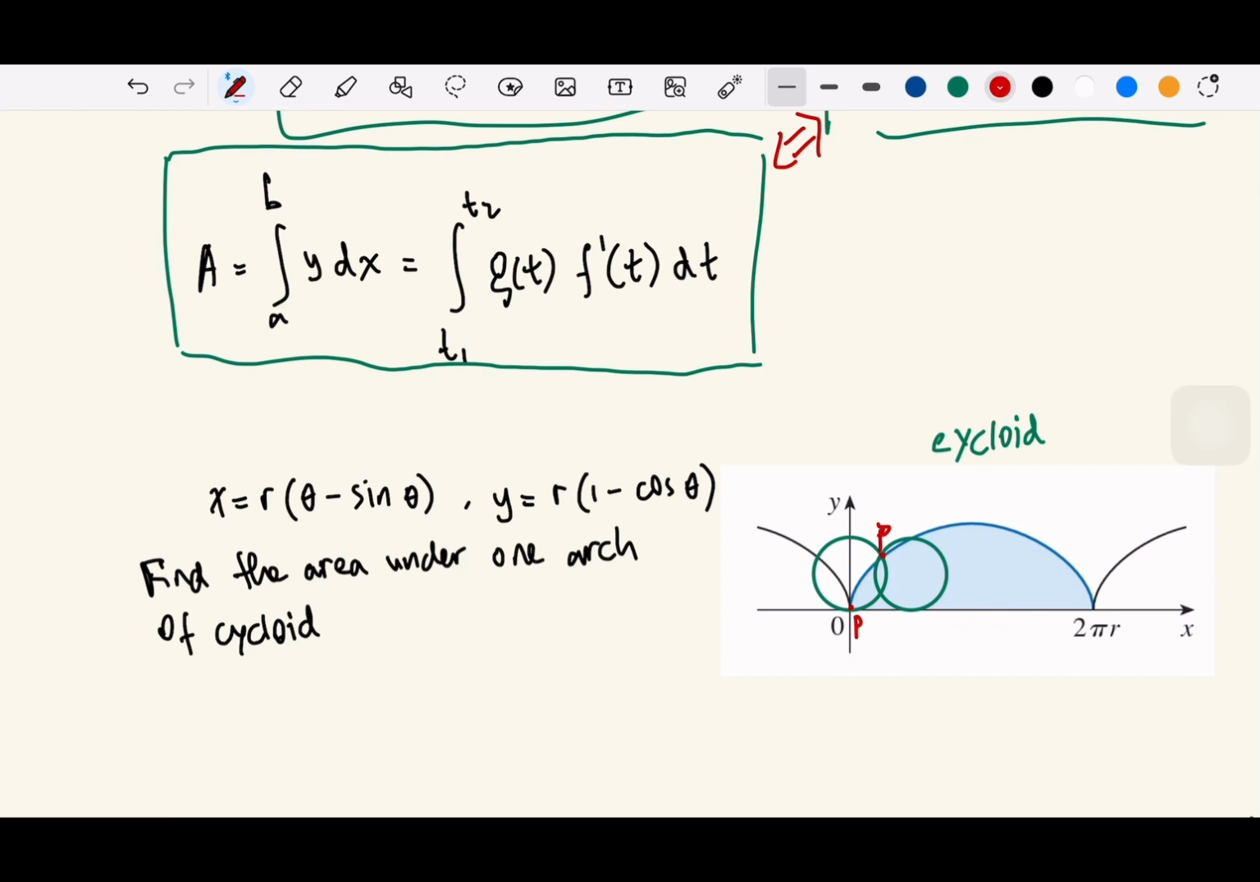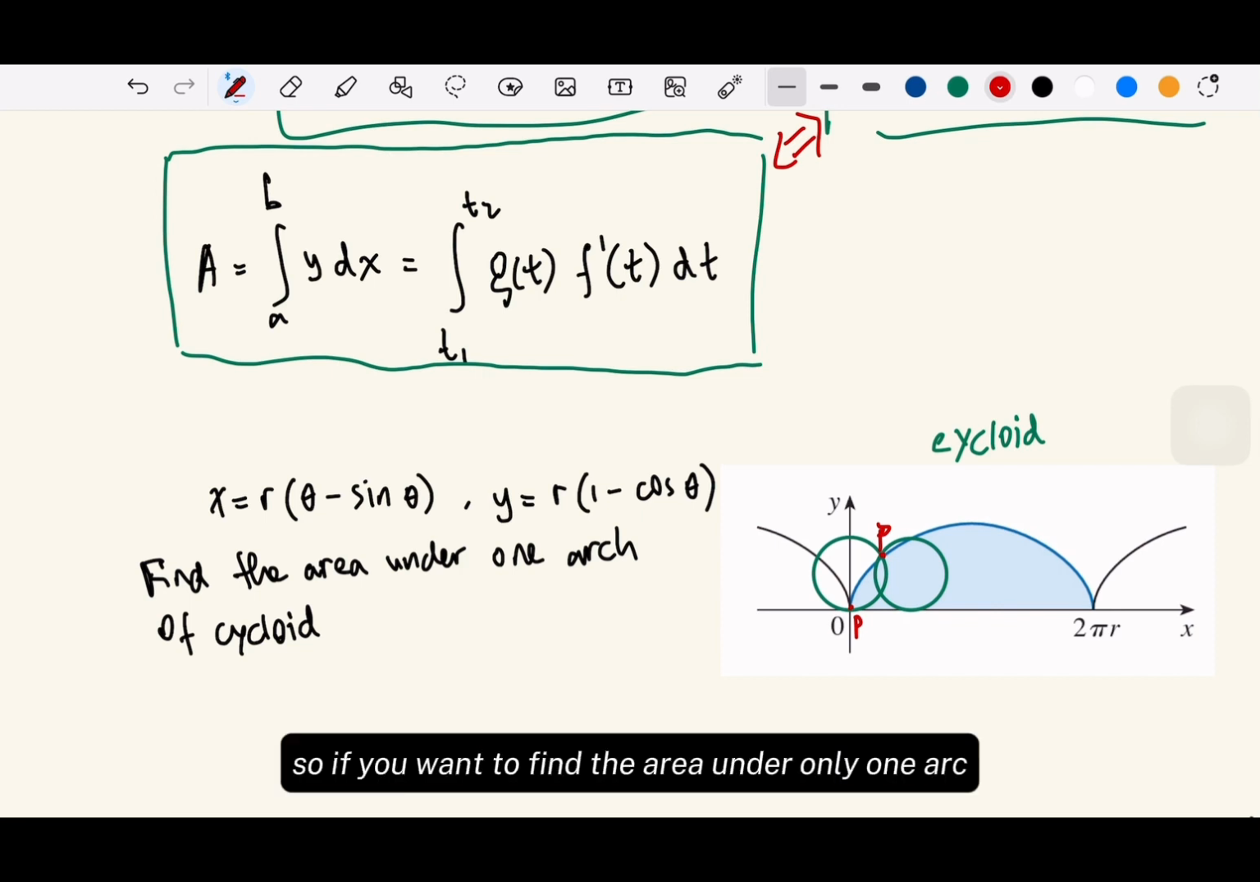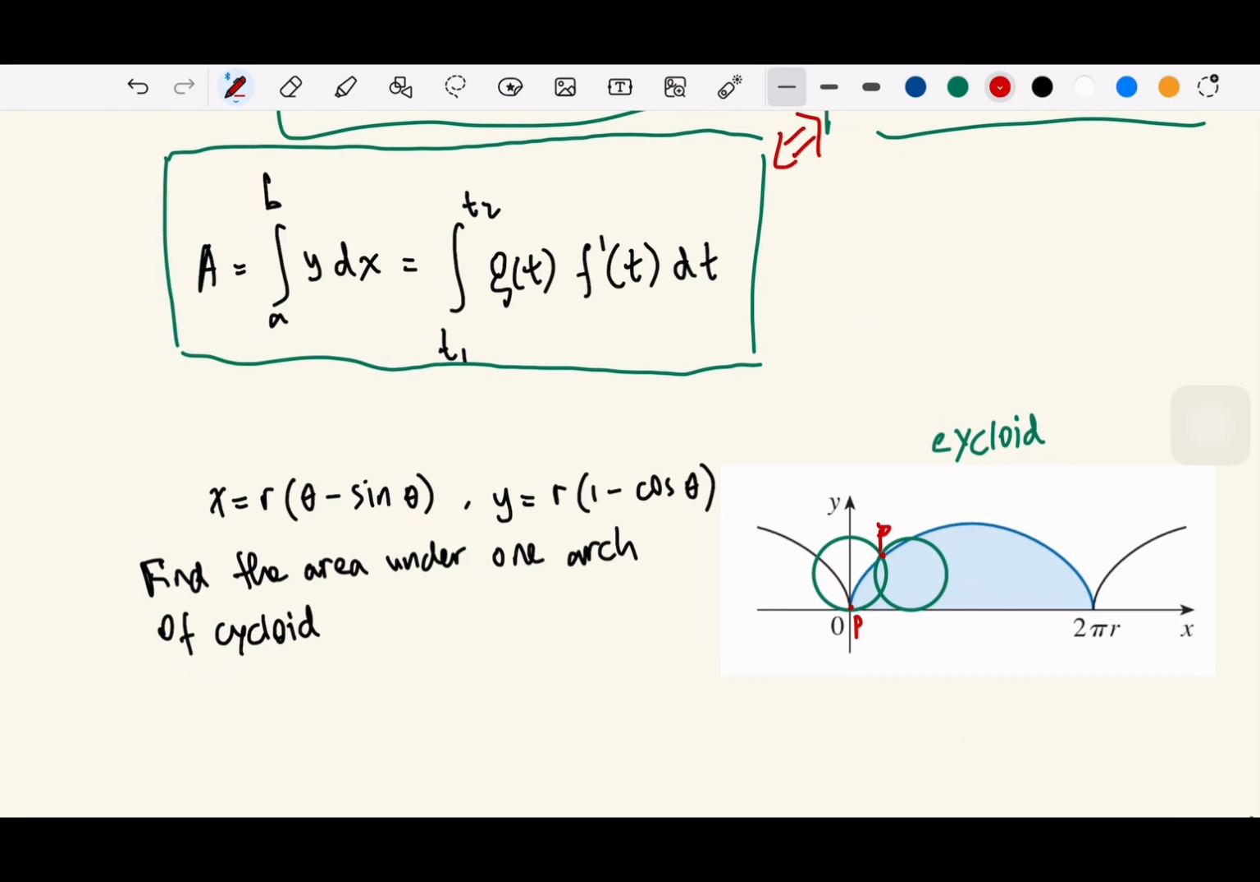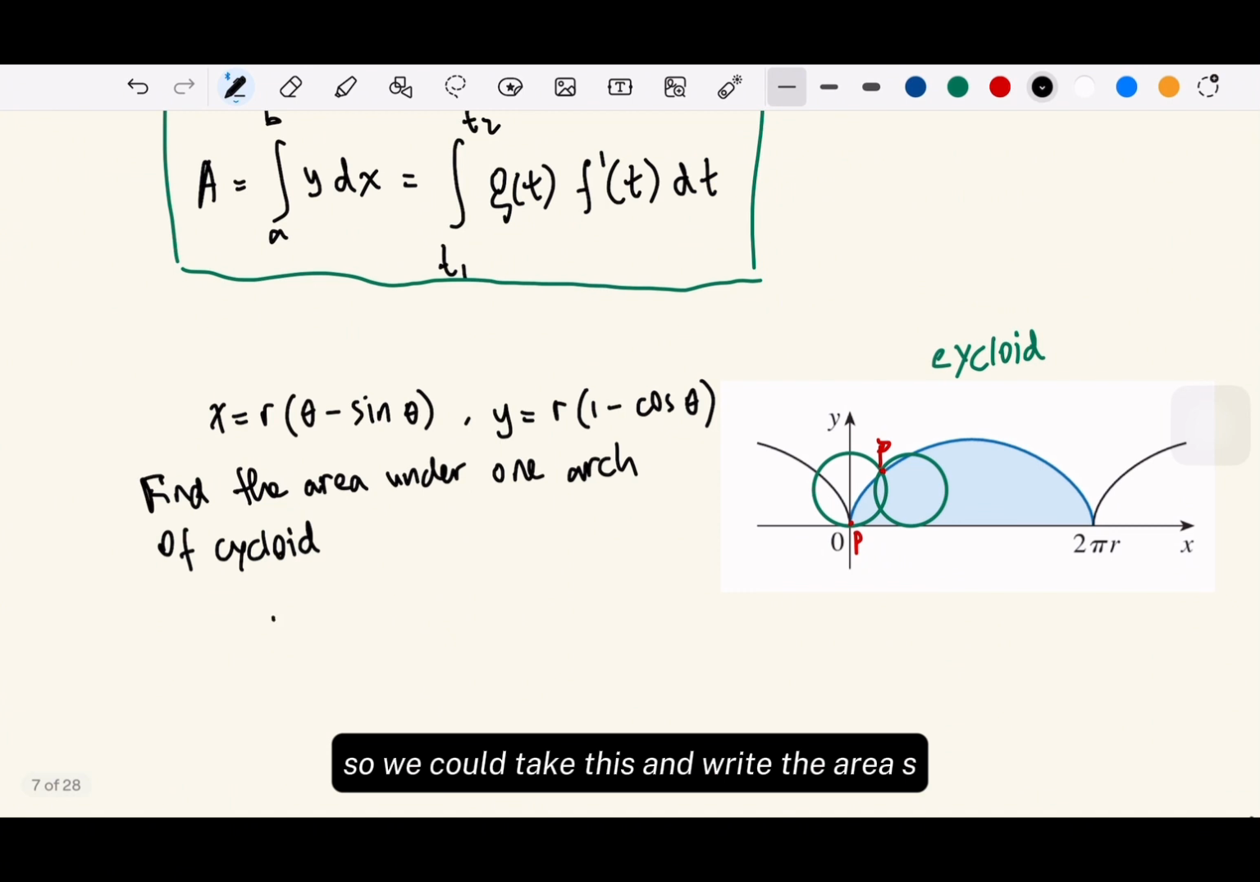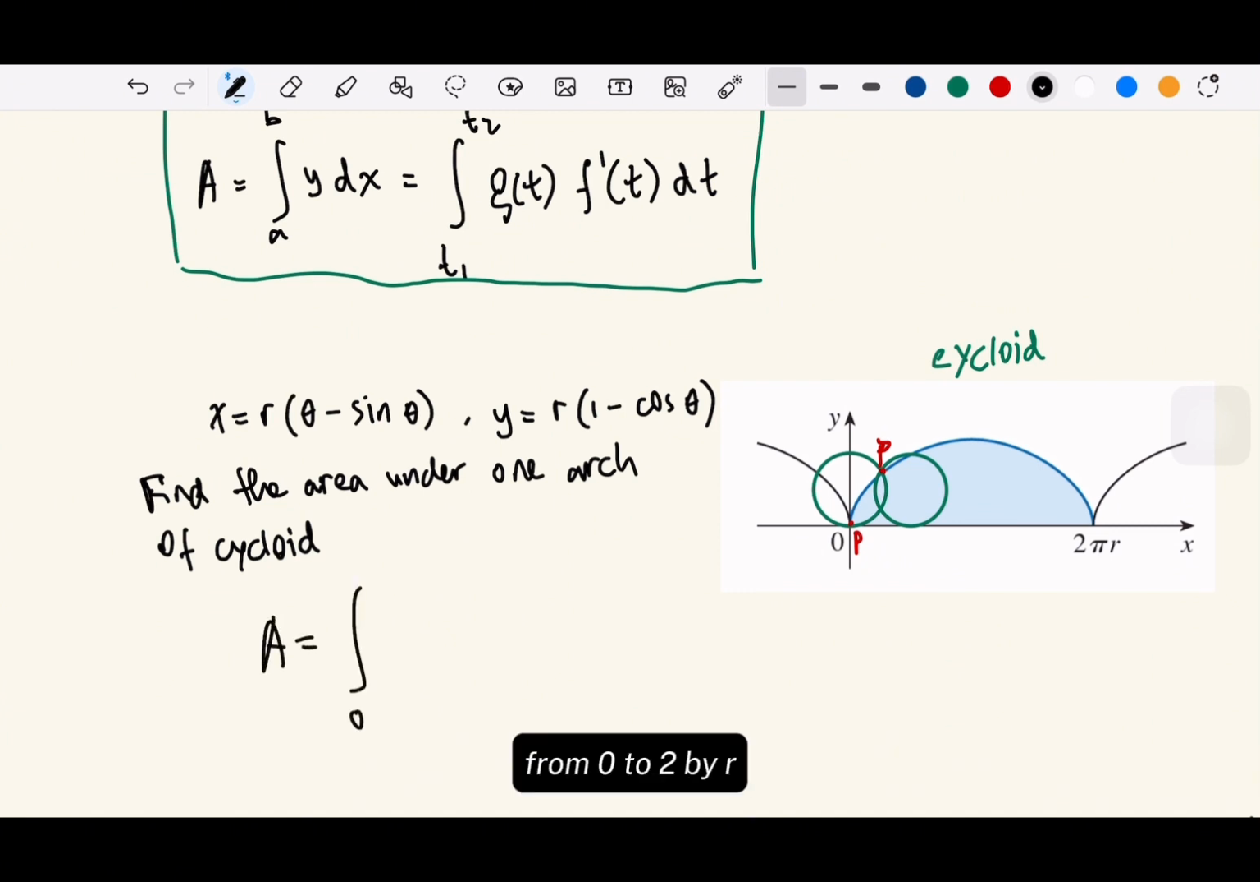Okay. So that's the cycloid. If you want to find the area under only one arc, which means that we are only taking the interval from 0 to 2 pi r, we could write the area as the integral from 0 to 2 pi r of y dx, right?